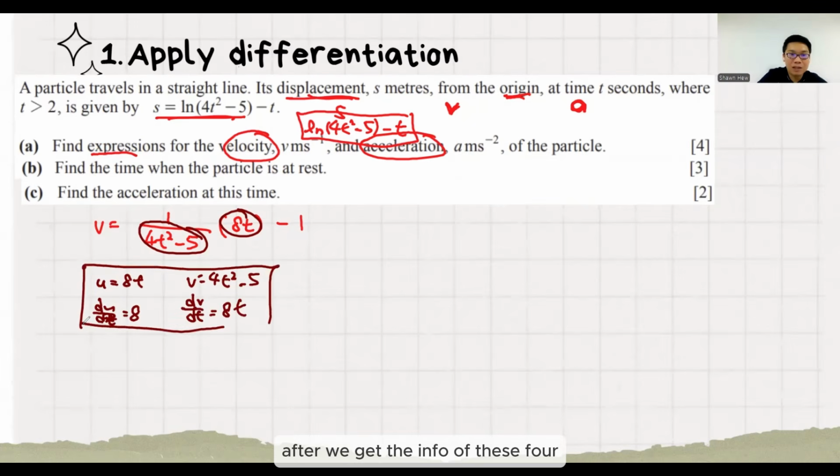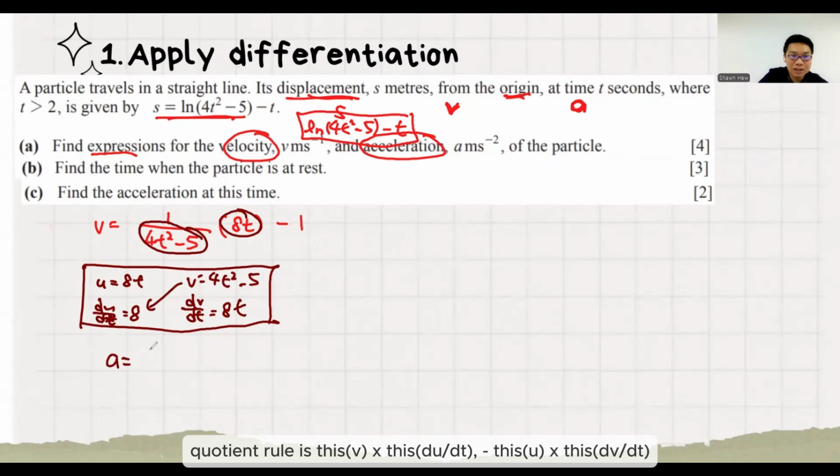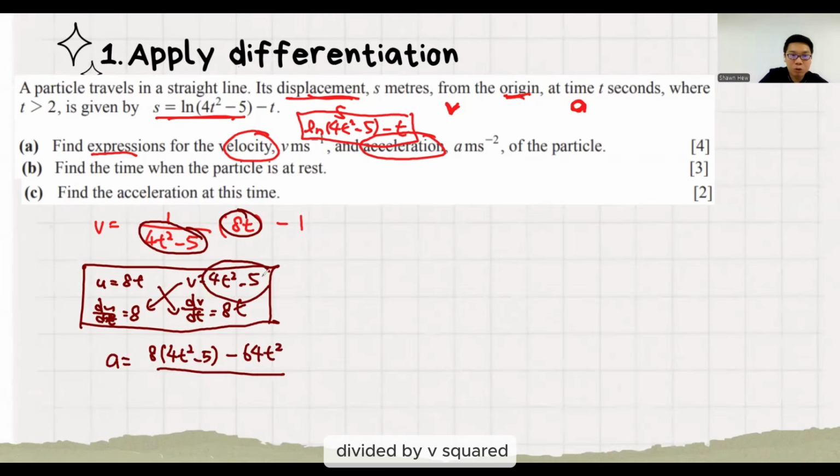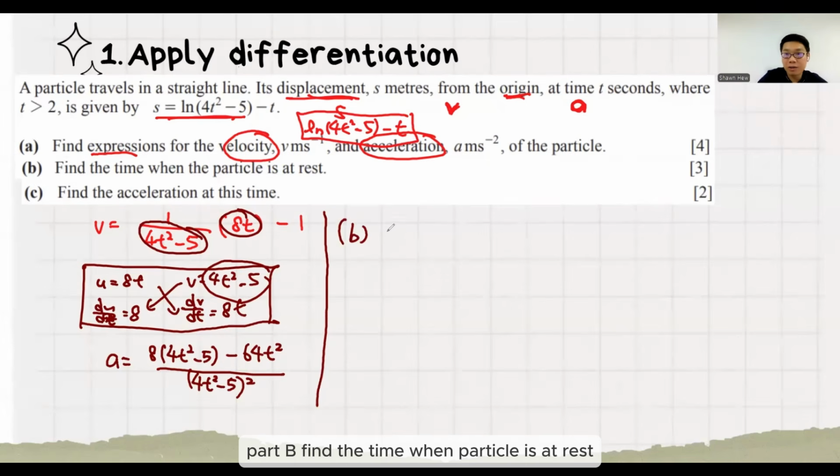After we get the info of these four, then we can find dy/dx. Differentiation of v is my acceleration. Quotient rule is this times this minus this times this, divided by v squared. Done.